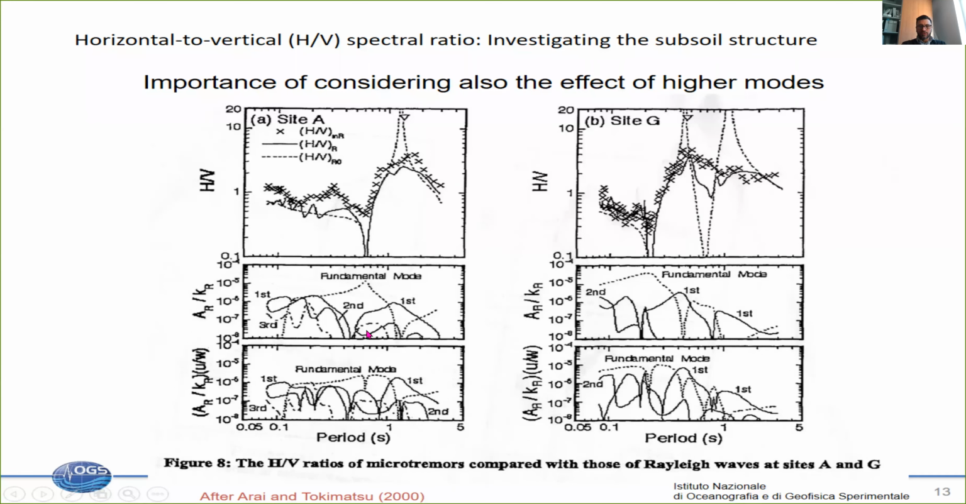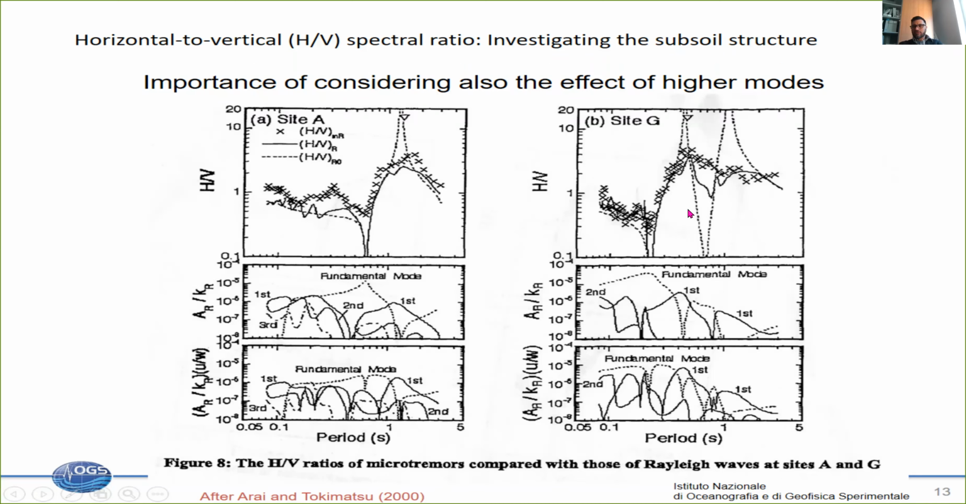But at the same frequency, there is some energy on the vertical component coming from the higher modes, from the first higher mode. So this energy is responsible for the fact that the H over V ratio is not tending to infinity anymore, but is becoming a certain finite amplitude, which is much smaller, a little bit larger than 2, or between 2 and 3 in this case.